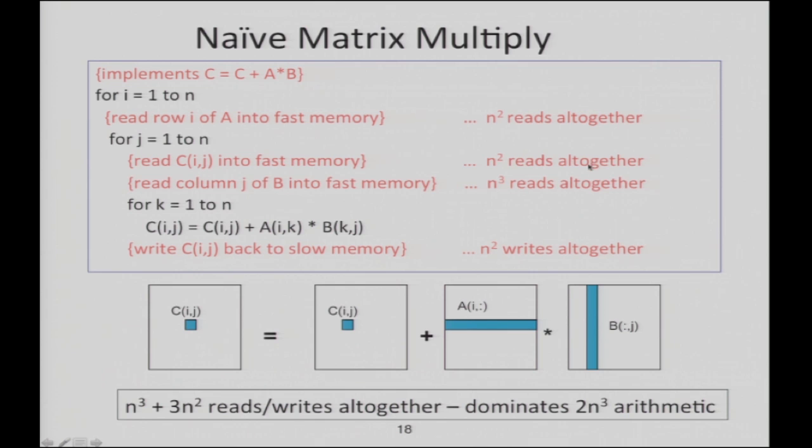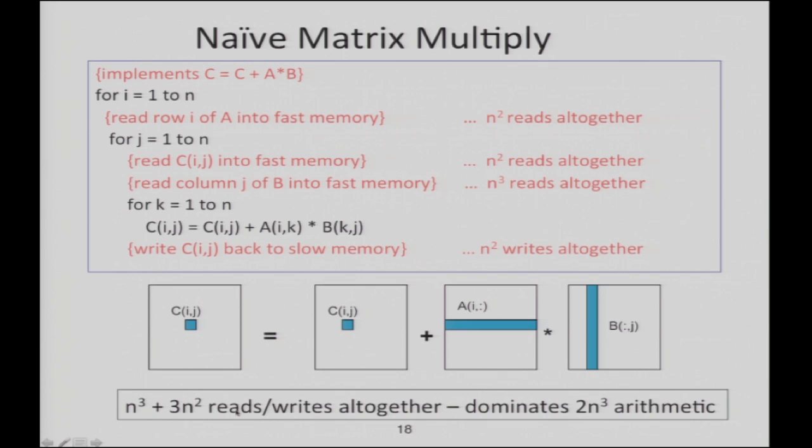The bad guy is B, because every column of B has to be read in n times, because I'm doing it once for each vector. So I'm basically doing a vector times a matrix multiply in the inner loop. And so there's n cubed reads there. So I'm doing n cubed reads and a little bit more, and that totally dominates the cost of the 2n cubed arithmetic, right? Because these reads, that's the bandwidth cost, and it's asymptotically the same, n cubed and n cubed.